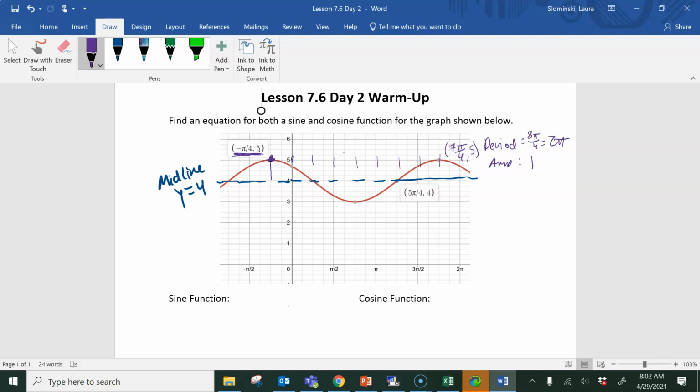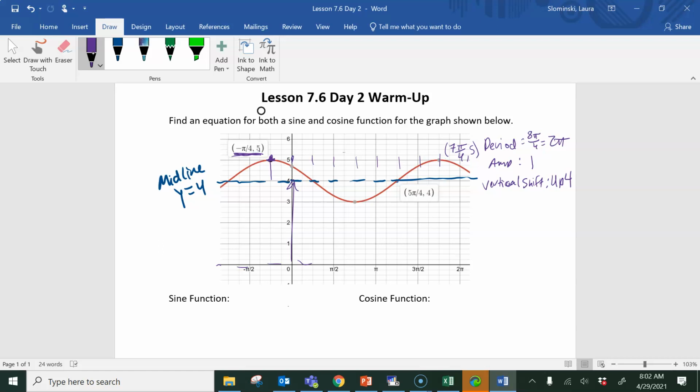Now, the last things I'm going to need to figure out is the shift up and down and left and right. Well, the left and right, though, is dependent on the sine and cosine function, which one I'm using. So I'm going to wait until we're talking about those specifically. Having said that, I can do my vertical shift for all of these. Because remember, the midline started at 0, 0, and it shifted up to 4. So the vertical shift for both sine and cosine would be up 4.